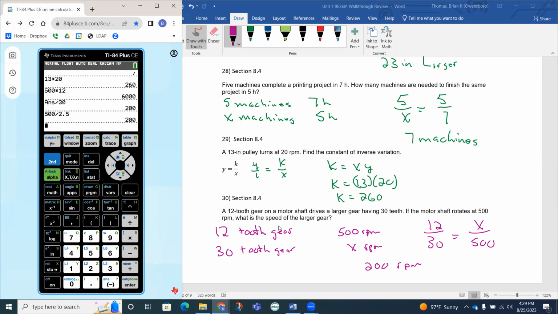I really enjoy, like I said, this direct variation, especially inverse variation. Especially if you're in machining and things like that, it makes a lot of sense to understand those ratios. Best of luck.